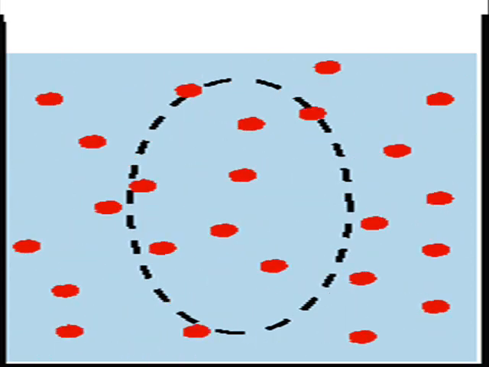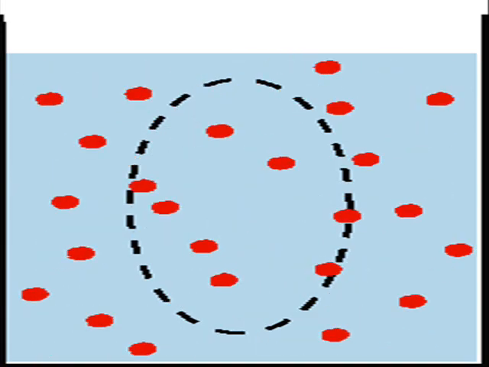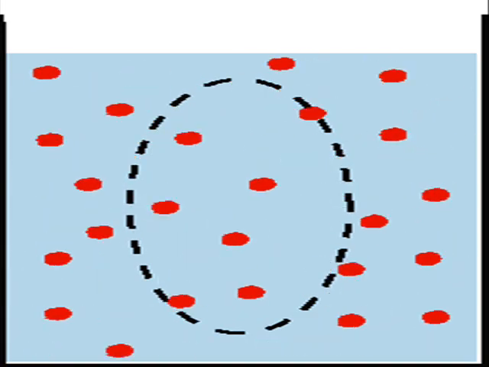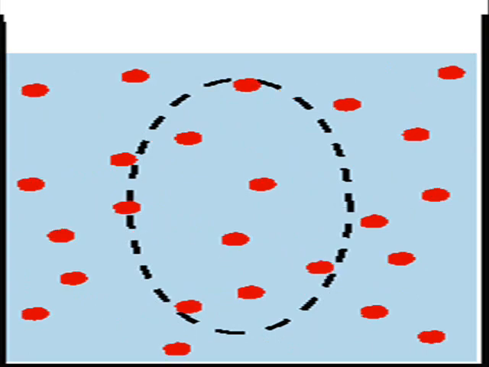Small nonpolar molecules can pass directly through the lipid bilayer. This type of movement is called simple diffusion. The animation that you can see here is a simple diffusion.